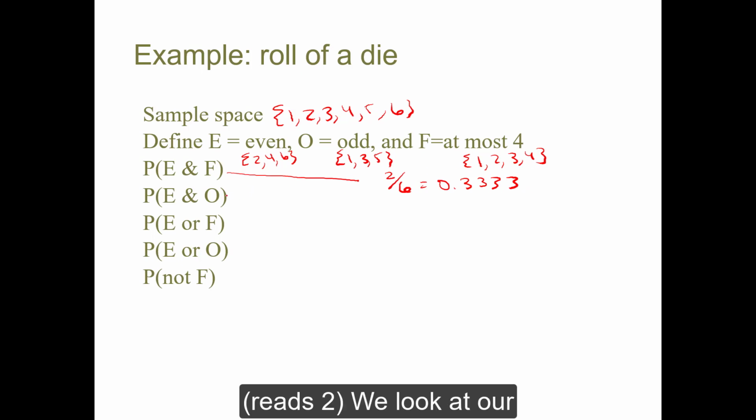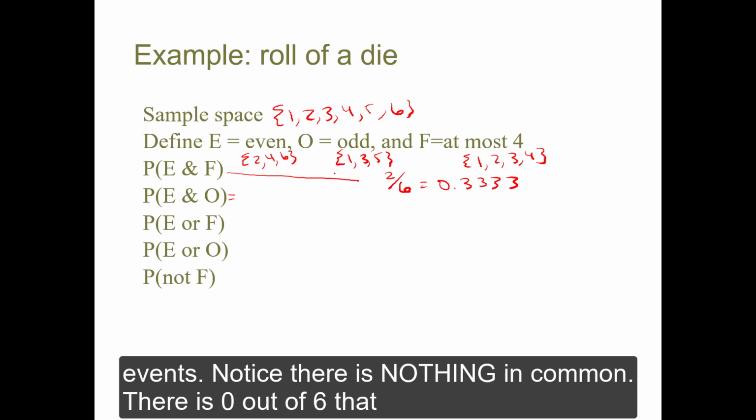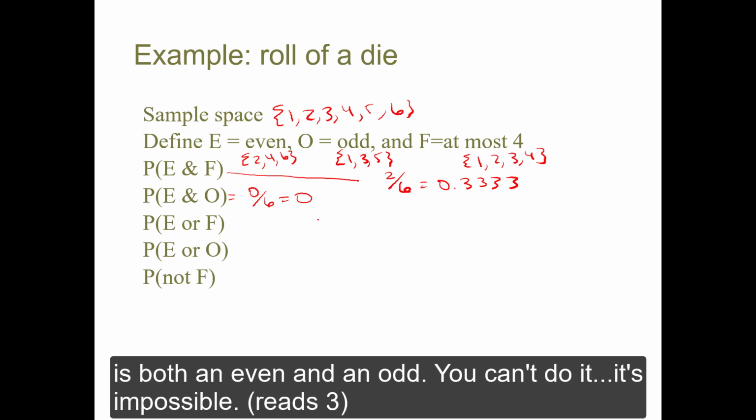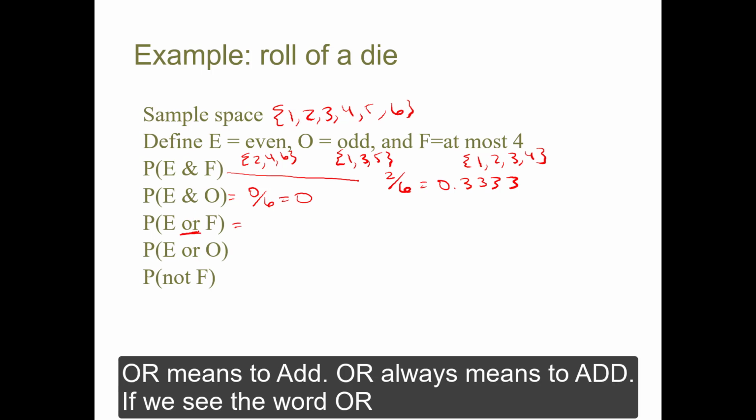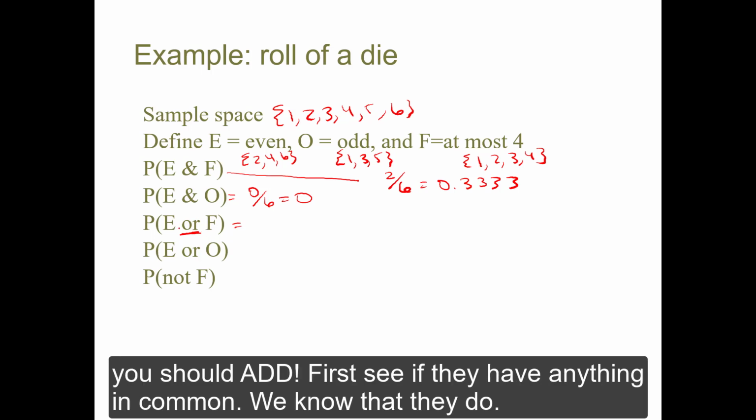What about even and odd? Well, we look at our 2 events. Notice that there's nothing in common. There's 0 out of our 6 in our sample space that is both an even and an odd. You can't do it. It's impossible. Okay, now even or. So or means to add. Or always means to add. If you see the word or, you should add. Or means to add. E or F.